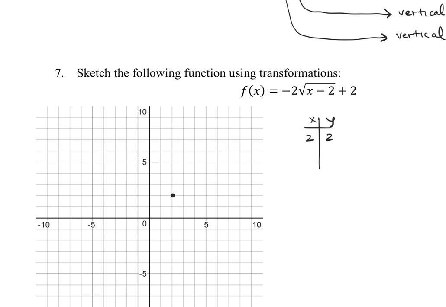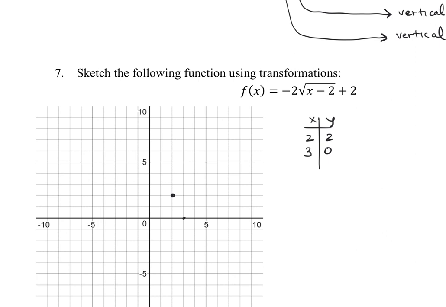So plugging in some values for x, I'm going to plug in x equals 3. 3 minus 2 is 1. Square root of 1 is 1. 1 times negative 2 is negative 2. Negative 2 plus 2 is 0. So 3, 0 is on the graph. And it looks like it's going to be pointing downwards, which makes sense because we have a vertical reflection.